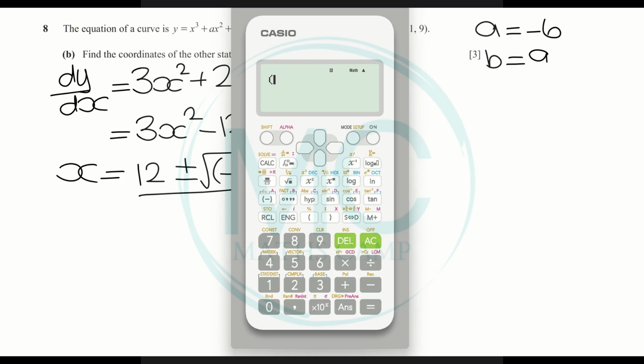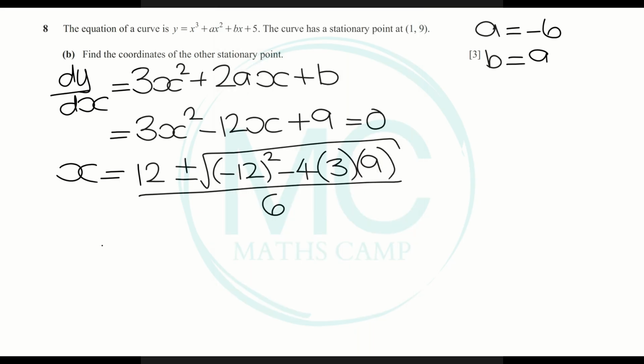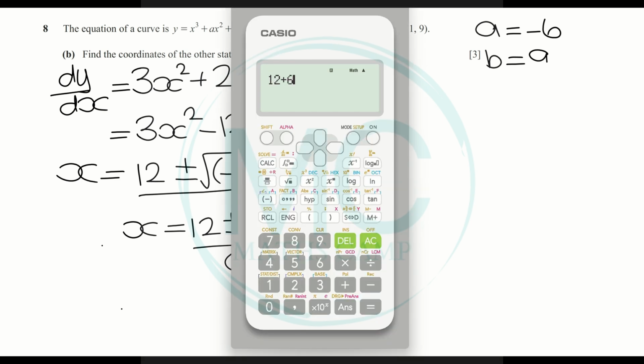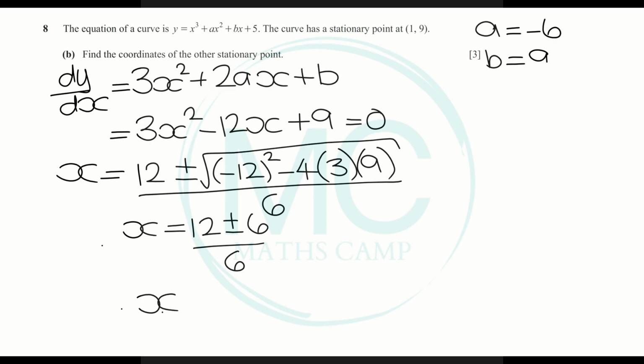Now you can use your calculator to find the value of the root. So I can say negative 12 squared minus 4 multiplied by 3 multiplied by 9 is equal to 36. Let's square root and we get 6. So x is equal to 12 plus or minus 6 all over 6. Now to find x, I can say 12 plus 6 divided by 6 is equal to 3. This is the x coordinate of the other stationary point, but I still need the y coordinate.